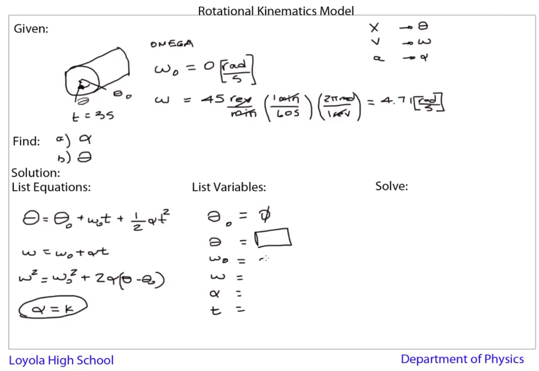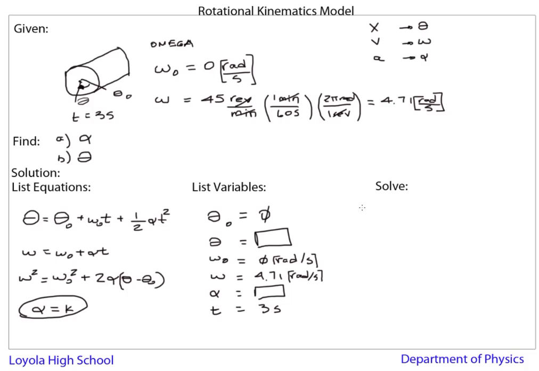The omega 0 we do know it's at rest, 0 radians per second, and we want to get to 4.71 radians per second, which we calculated in the given there, and we do not know the angular acceleration, alpha, but we do know this takes 3 seconds of time. So we list the equations, we list the variables, and then we go to the solve part.